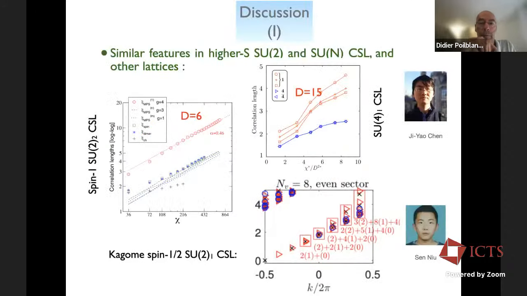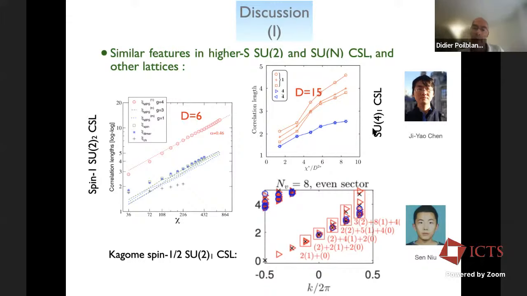And so the thing also we have discovered recently is that these similar features, like the diverging correlation lengths and the beautiful edge mode spectrum, also exist in simple models with SU(2) symmetry and higher spin. For example, here it's a chiral Heisenberg spin-one system, which hosts a non-abelian SU(2) level 2 chiral spin liquid. And you see here that the correlation length grows linearly with chi for a given ansatz for bond dimension D equals 6. That's also seen in SU(N) chiral spin liquids.